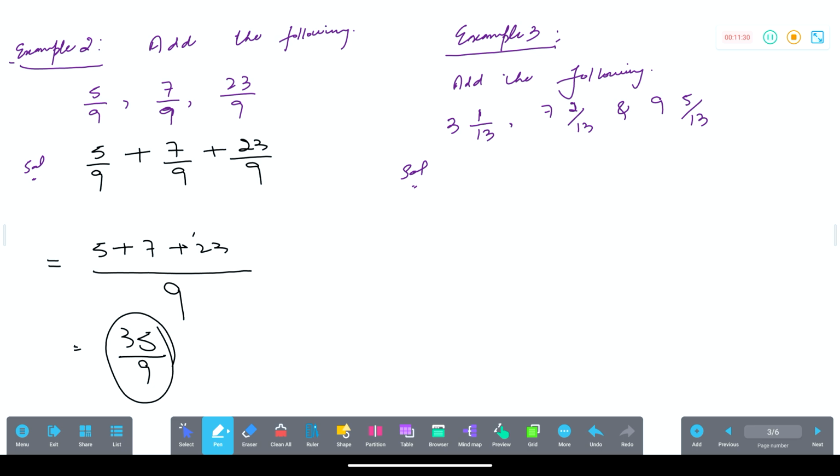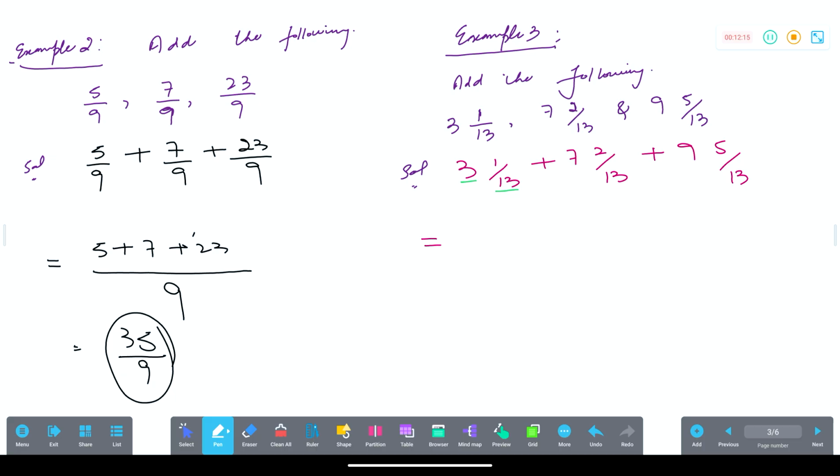I am writing here, given fractions are 3, 1 by 13, plus 7, 2 by 13, plus 9, 5 by 13. Now, first thing that I have to do is to convert them into improper fractions. Now, how? You have to multiply the whole part of every fraction with the denominator. So this whole part 3 multiplied with 13 and at the same time add the numerator. And if you remember in that lecture, I have already told you that this whole part is actually the quotient there. This numerator of the proper fraction, that's 1, is the remainder and 13 is the divisor.